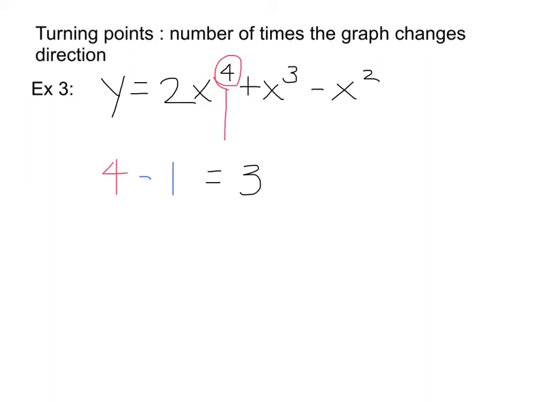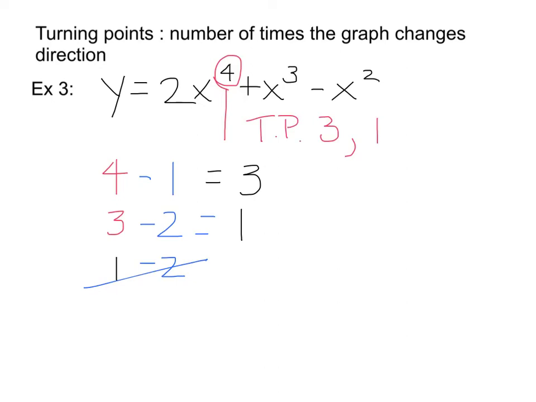After you get your maximum number of turning points, you're going to take that number and then you are going to subtract 2 until you reach 0. So, 3 minus 2 gives me 1, and then I would try to subtract 2 one more time, and that's going to give me a negative number, so I'm going to stop. So the number of turning points this graph is going to have is either 3 turning points or 1 turning point.